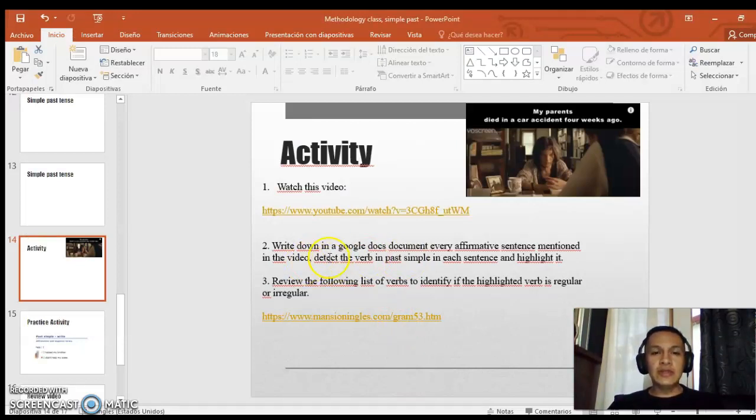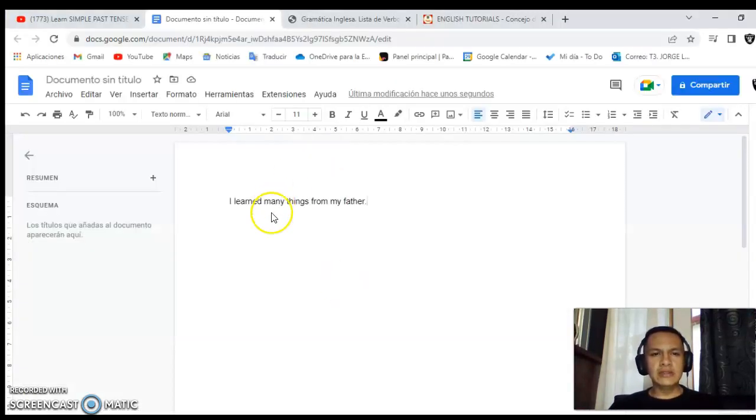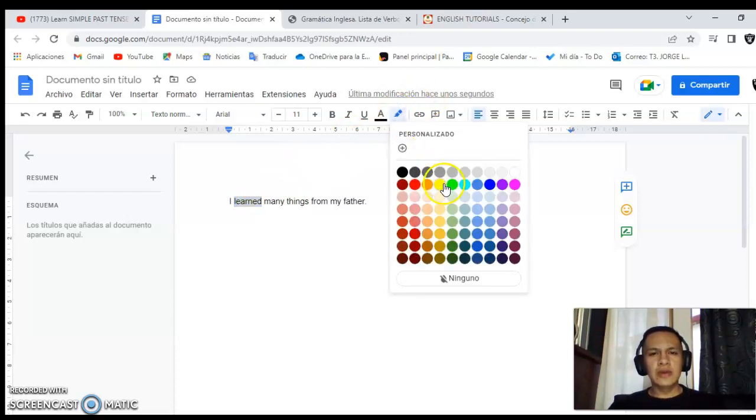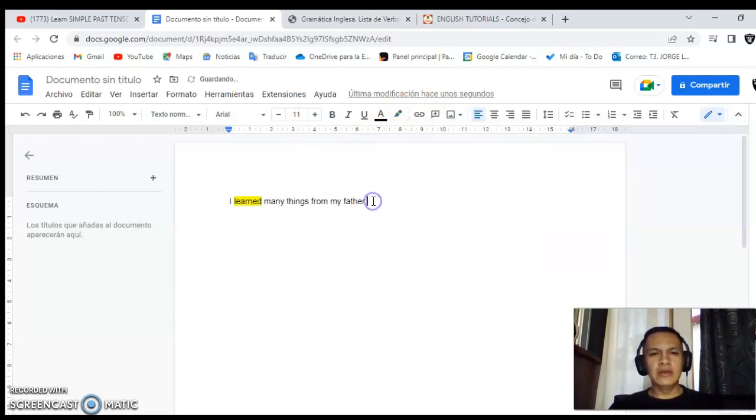After that, you have to detect the verb in past simple in each sentence and highlight it. Okay, in this case, the verb in past simple form is this one, learn. And we have to highlight it, in order to learn more verbs and try to identify if it is regular or irregular.